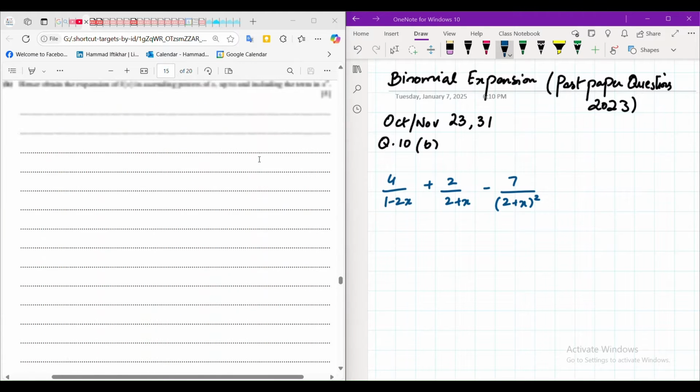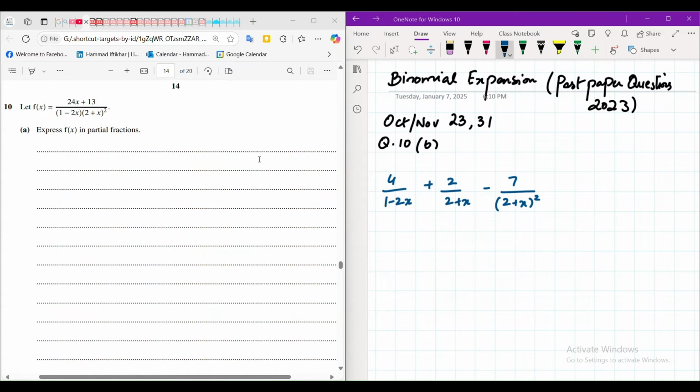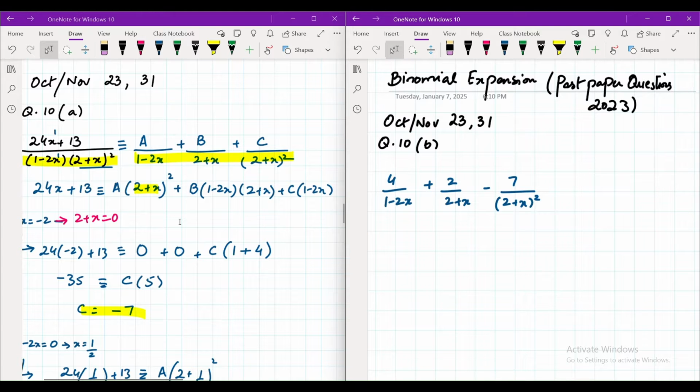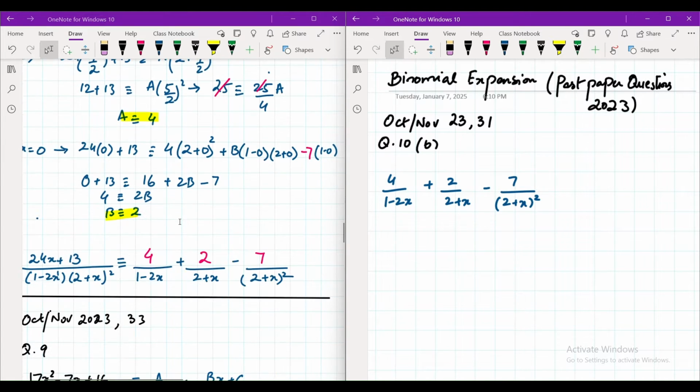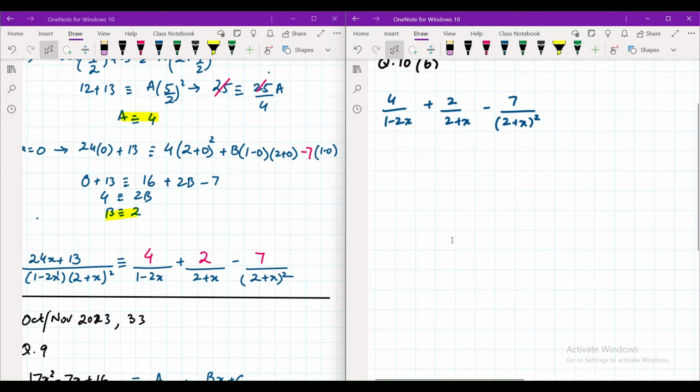So since we already expanded this in the partial fractions video, we can just carry it on from right over here. So we expanded it: 4 over 1 minus 2x, plus 2 over 2 plus x, and 7 over 2 plus x whole squared. Now in this question we are expanding 3 expressions, and then we're adding them up. So you have to be very careful with what we are doing.